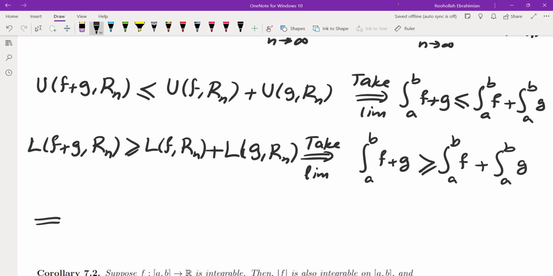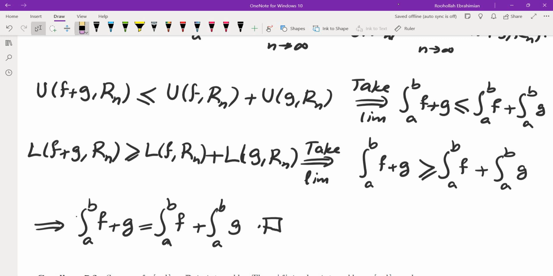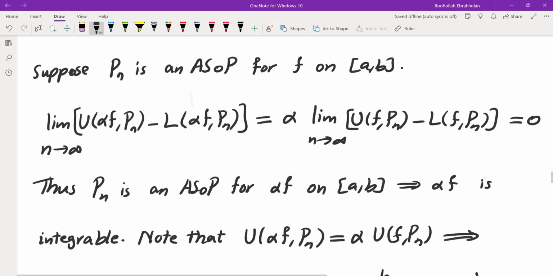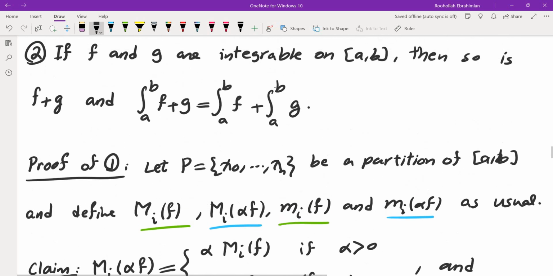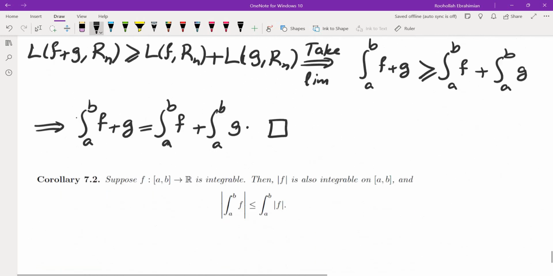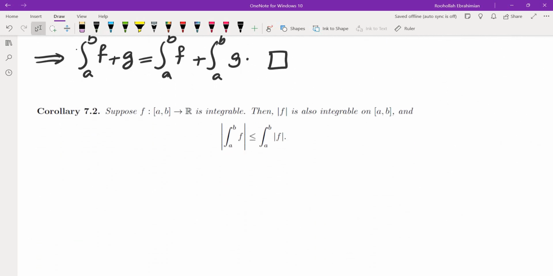So these two inequalities tell us that integral from a to b of f plus g is equal to integral from a to b of f plus integral from a to b of g. And that's the end of the proof. So that proves that integral is linear. Okay, so combining these two. This is a long proof, but a lot of it is based on the ideas of supremum infimum. It's a combination of understanding supremum infimum and the Archimedean sequence of partitions.